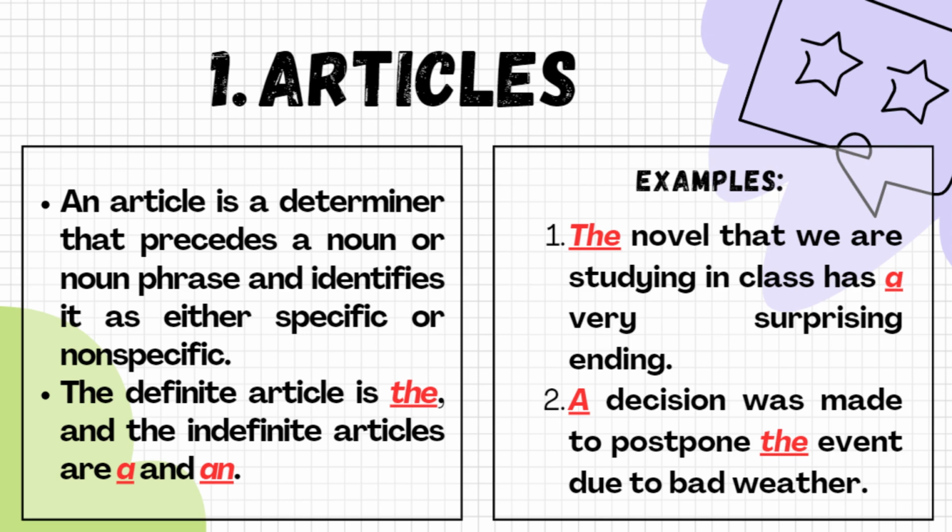The definite article specifies a particular novel that the reader is likely familiar with. In the second example, a decision was made to postpone the event due to bad weather. The indefinite article a introduces a general decision, while the specifies a particular event.